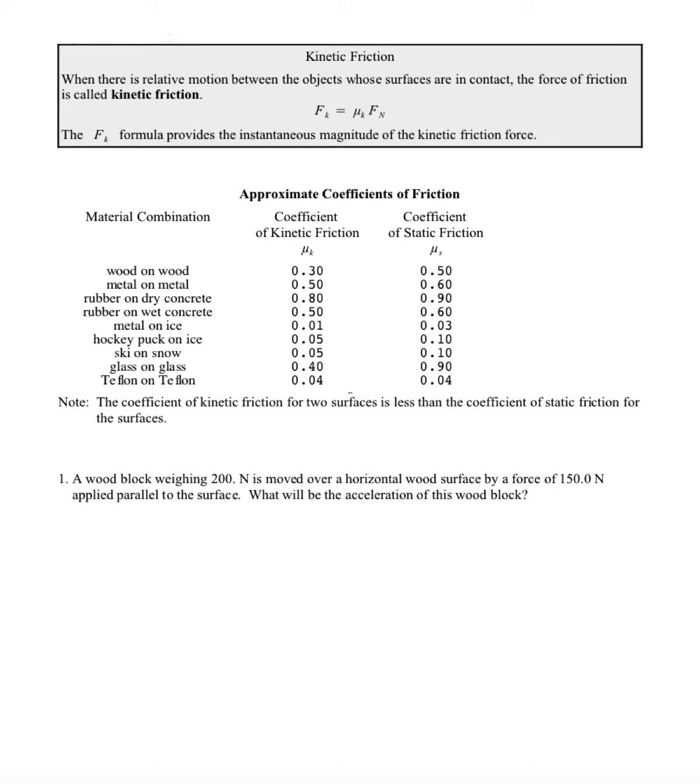Let's start with a kinetic friction example. A wood block weighing 200 newtons is moved over a horizontal wood surface by a force of 150 newtons applied parallel to the surface. What will be the acceleration of this wood block?